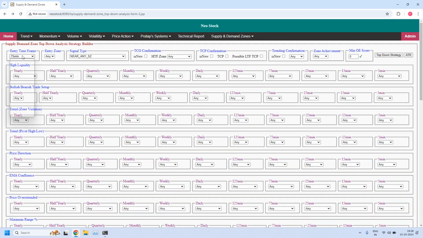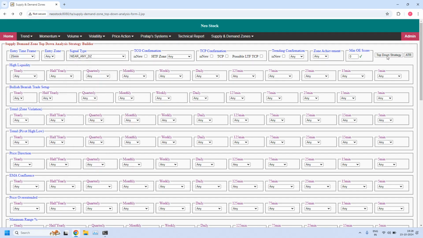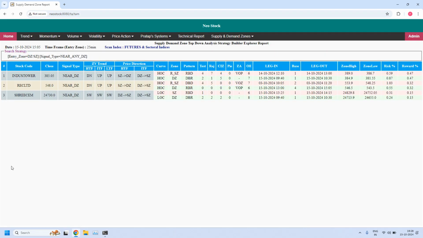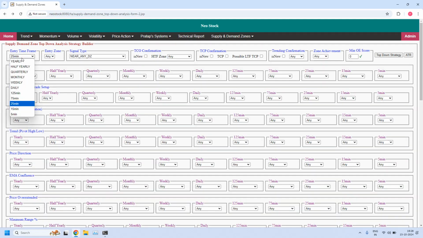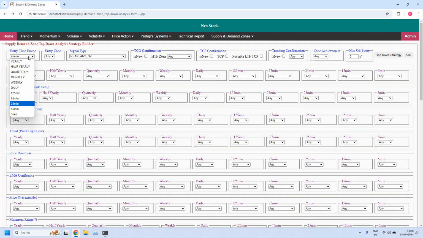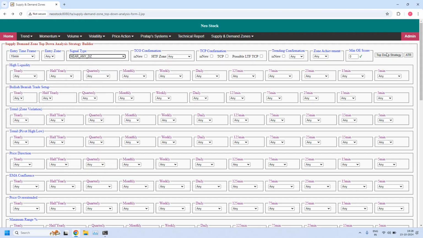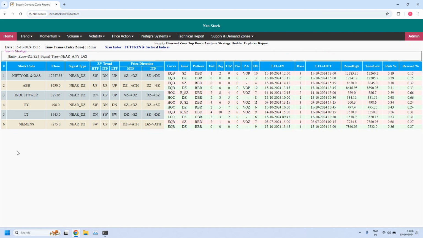So next time frame is 25 minutes. Let us find the stocks near 25 minutes demand zone. 3 stocks are filtered. Next, for 25 minutes time frame, let us find the stocks near 25 minutes supply zone. 3 stocks are filtered. Next time frame is 15 minutes. Let us find the stocks near 15 minutes demand zone. 6 stocks are filtered.